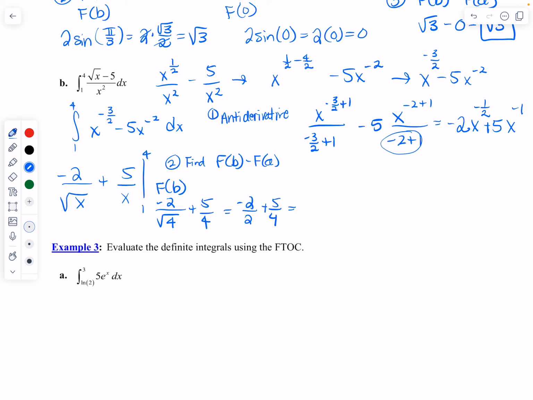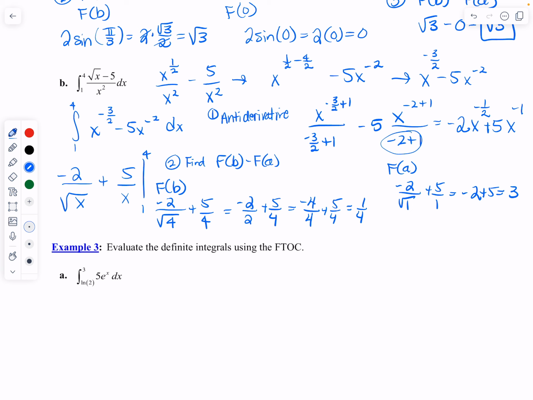Doing a little bit more simplification, negative 2 over 2 is negative 1. But because I have to find a common denominator, I'm going to write it as negative 4 over 4 plus 5/4, which equals 1/4. Okay, that's F at b. Now, F at a. Same thing, plugging and chugging. Negative 2 over the square root of 1 plus 5 over 1. You luck out on this because you're going to get a whole number. You get negative 2 plus 5, which equals 3.